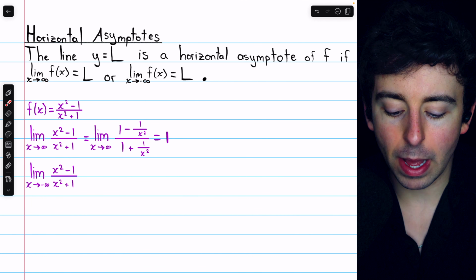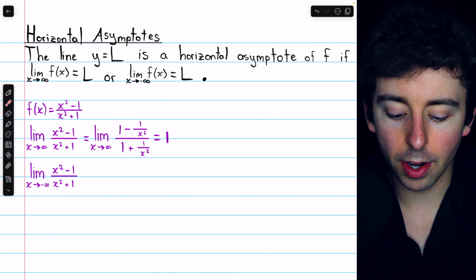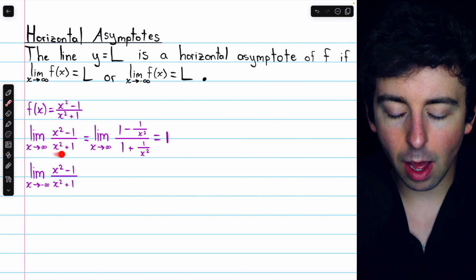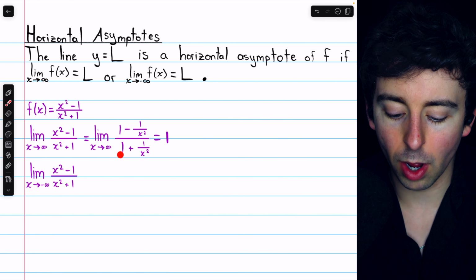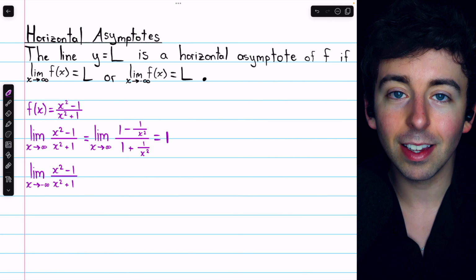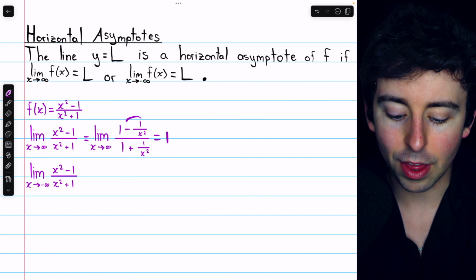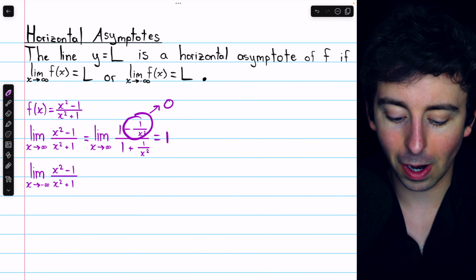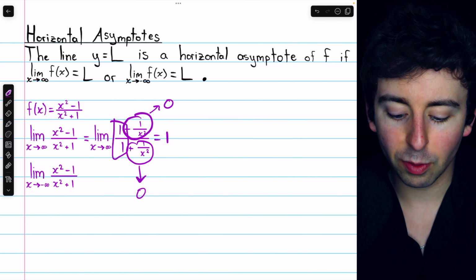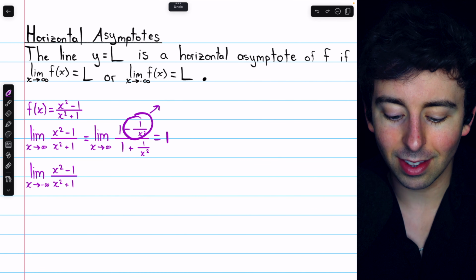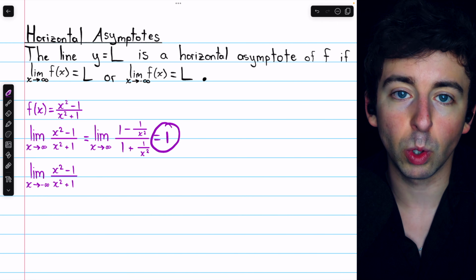Dividing the numerator by x squared gives us 1 minus 1 divided by x squared, and dividing the denominator by x squared gives us 1 plus 1 divided by x squared. This is more clearly equal to 1 because as x goes to infinity, this term clearly goes to 0, and this term clearly goes to 0. So we're just left with 1 over 1. Hence, this limit does equal 1, as we would expect.